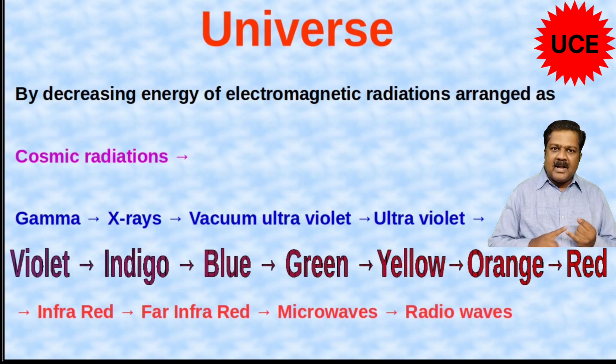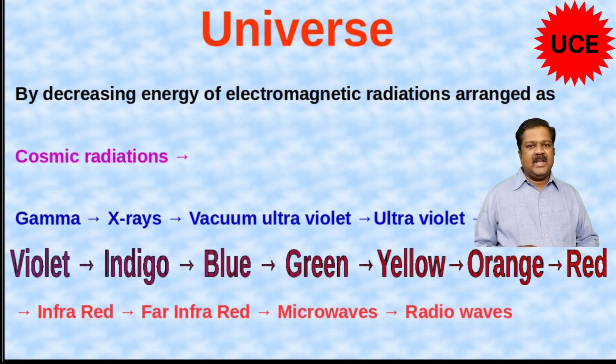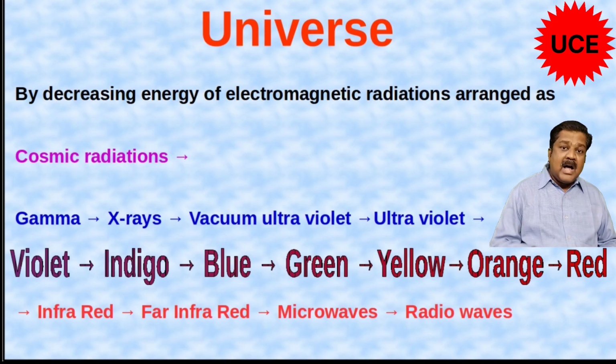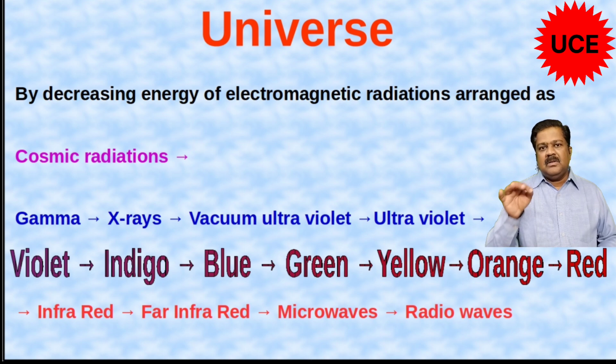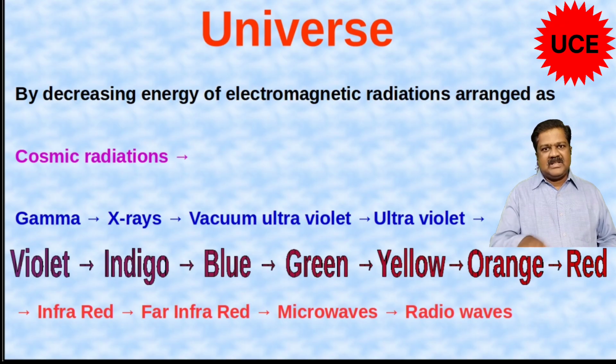Next, infrared, that is below red color, therefore called infrared. Then far infrared, then microwave, and lastly radio waves. So least energy is possessed by radio waves.